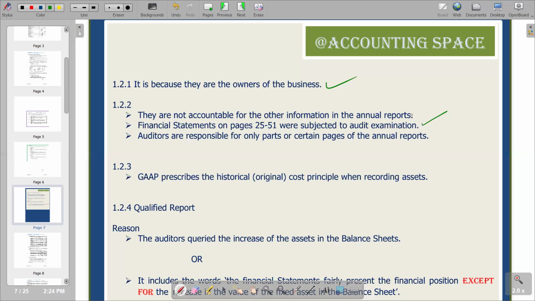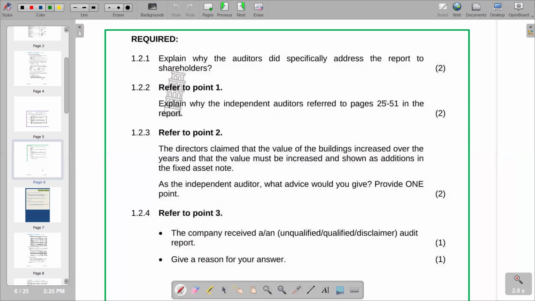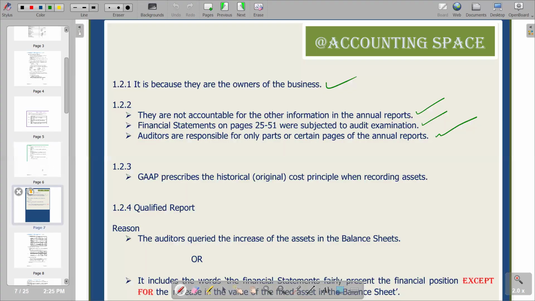And then we can also have other options that we can include in our answers. The first one is saying they are not accountable for the other information in the annual report. And then auditors are responsible for only parts or certain pages of the annual report. So those are some of the points that you can raise. But going back to our question, you'd see that our question has 2 marks, so it is only requiring 1 point. You can only pick one which you deem correct in your answer section. So basically, that's what we have for that part.